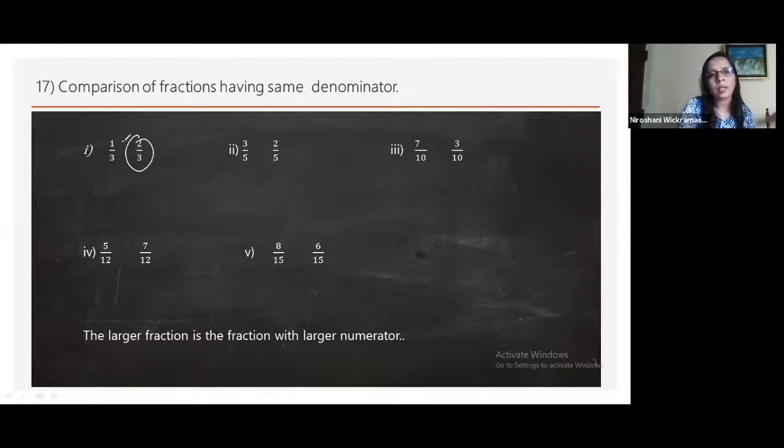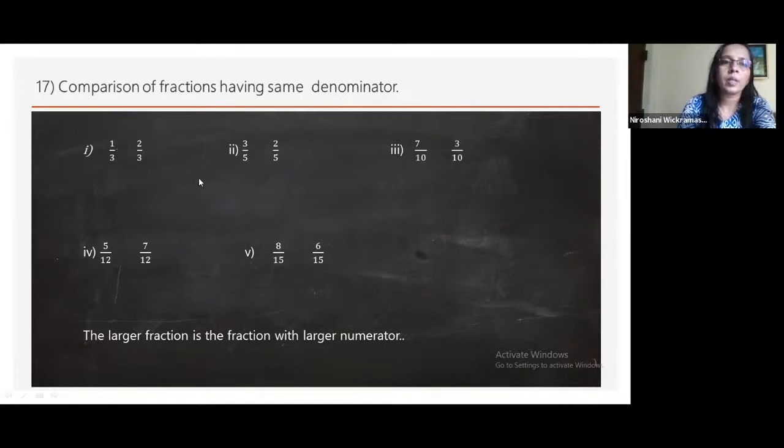So I just use the sign like this. And here, 7 over 10 is the larger one. Here, 7 over 12 is the larger. Here, 8 over 15 is the larger fraction. Right, we'll go to the next one.